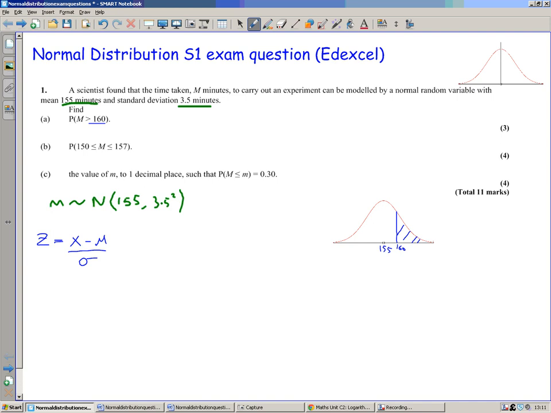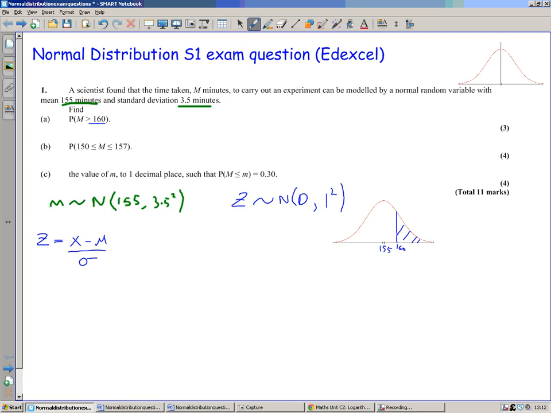Our Z distribution is the standard normal distribution. What's its mean? It's got a mean of 0 and a variance or standard deviation of 1. So that's what you're doing when you change things to those tables that you can read. You're changing it to this distribution here.